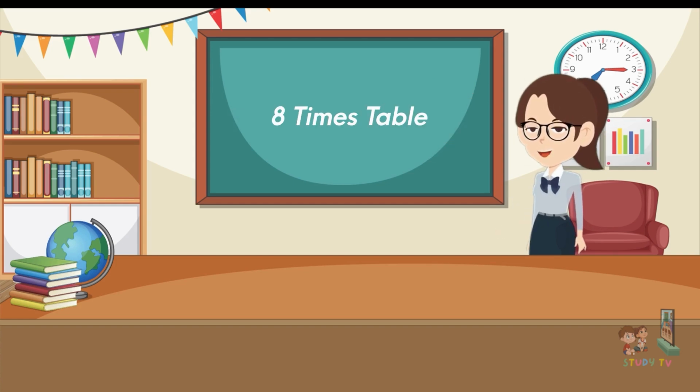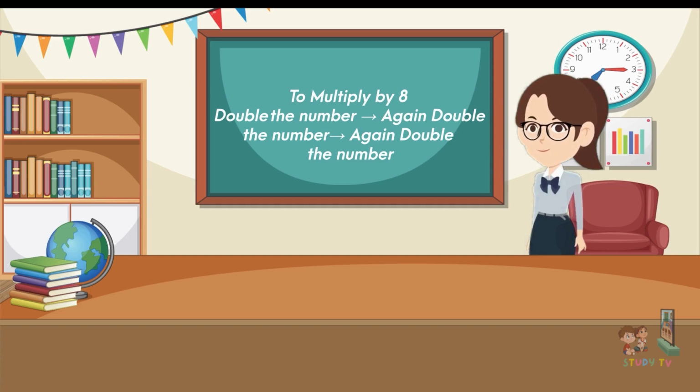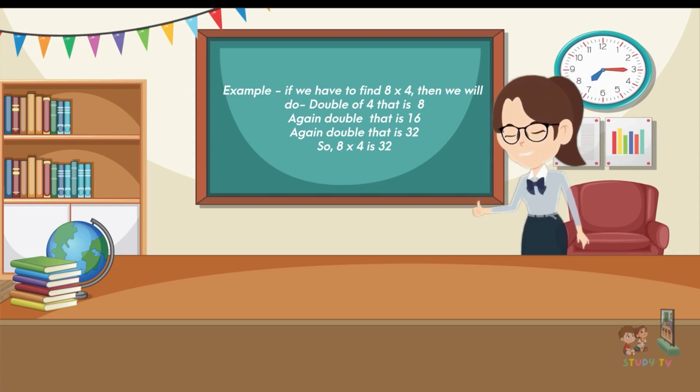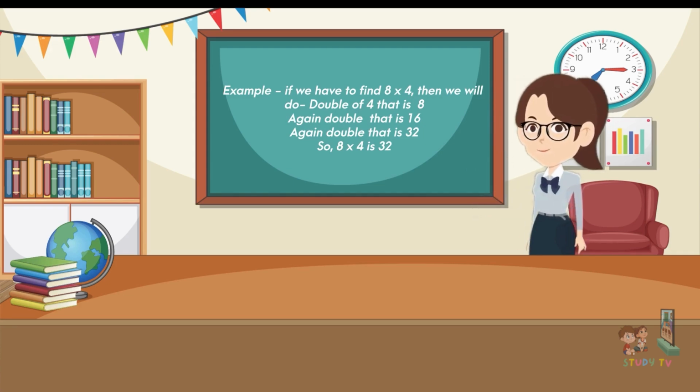8 times table. To multiply by 8, double the number, again double the number, and again double the number. Example: if we have to find 8 into 4, then we will do double of 4, that is 8, again double, that is 16, again double, that is 32. So 8 into 4 is 32.